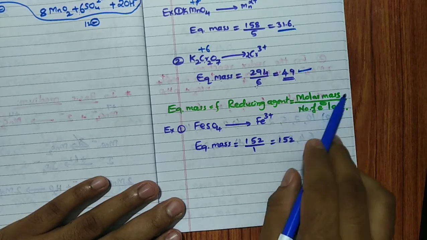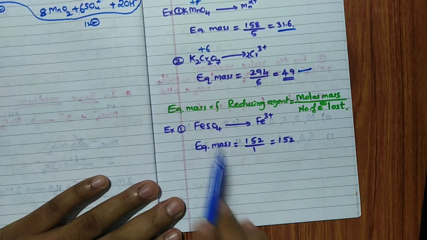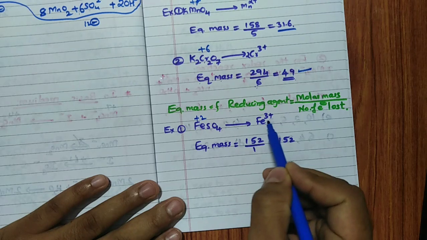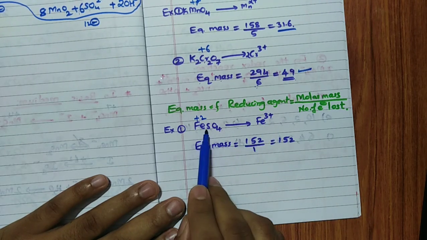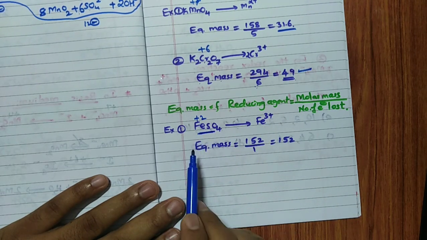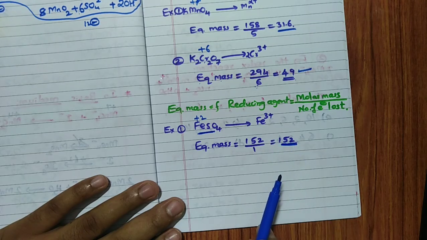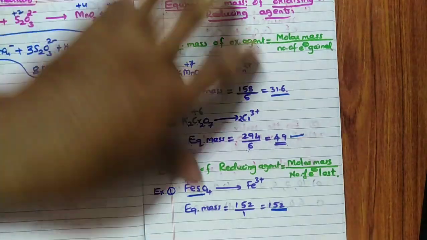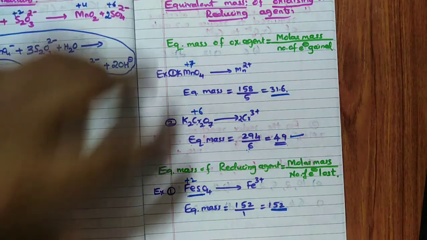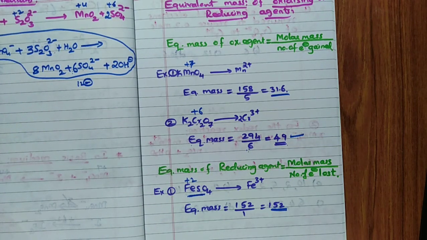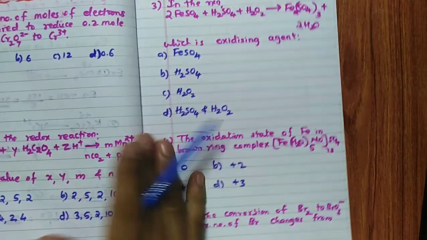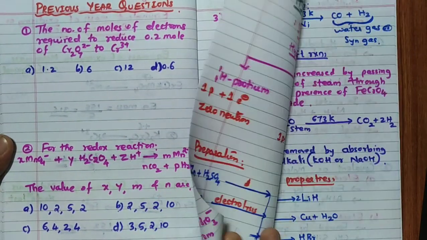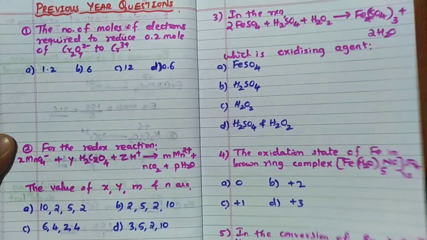Similarly, reducing agent. Molar mass divided by number of electrons lost. So, FeSO4, plus 2 to plus 3, 1 electron change. So, 152 is the molecular mass of FeSO4 divided by 1. So, the answer is 152. Like this, the equivalent mass of the oxidizing agent and reducing agent can be calculated very easily. Now, we will solve previous year questions. Very simple. Only 5 questions I have taken in this particular case.